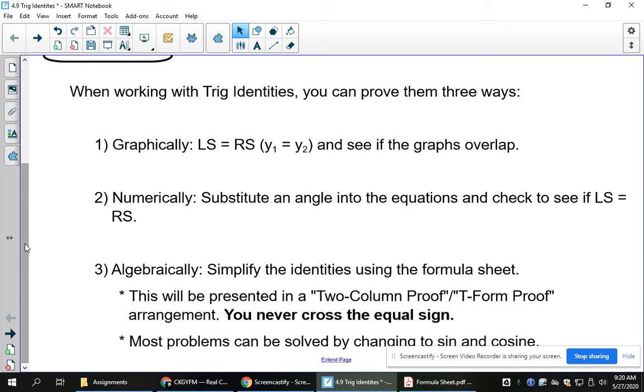So what we have to do more often is an algebraic proof where we simplify using the identities on the formula sheet. And I'm going to show you a 2-column proof or a T proof, and you'll see why. But basically, this is something that you really need to get used to. It's very different than algebra.